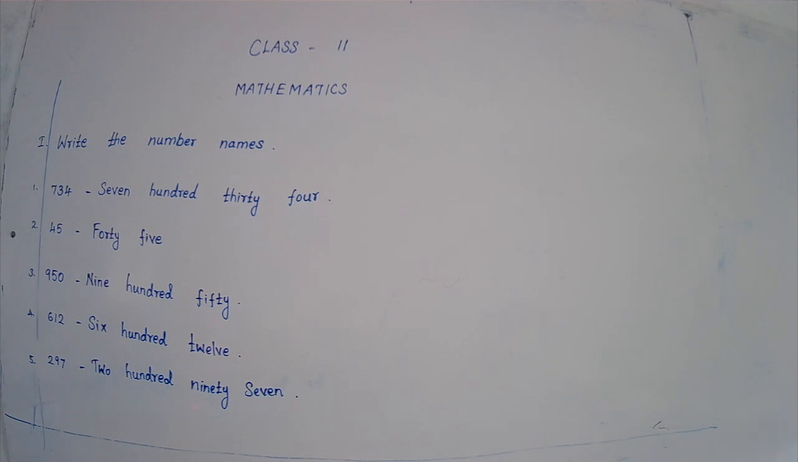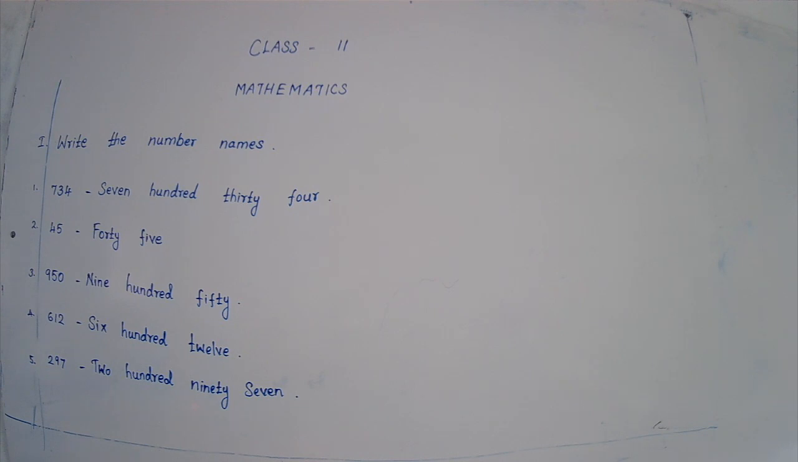Say and write, children. The first one, 734, yes? If you complete the heading, write the number name. Then leave one finger space and write the second one. Next, leave one finger space. Next one, the same method, okay? Write neatly. Say and write. First one, 734.